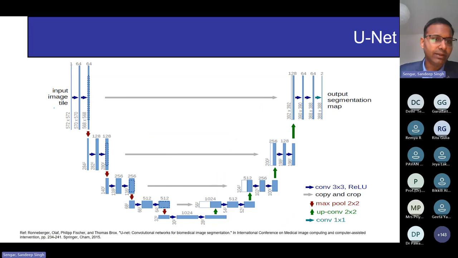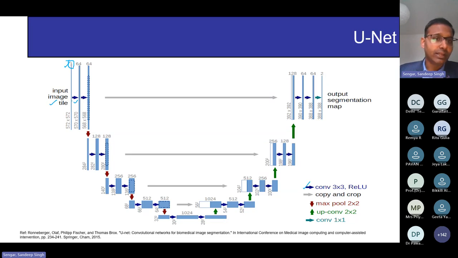If we start from the beginning, we have an input image of size 572 cross 572 cross 1. As it is 1, it's a grayscale image, only one frame is there. On that image, we are applying a convolution operation. This blue arrow represents a convolution, you can refer from here, a 3 cross 3 convolution.